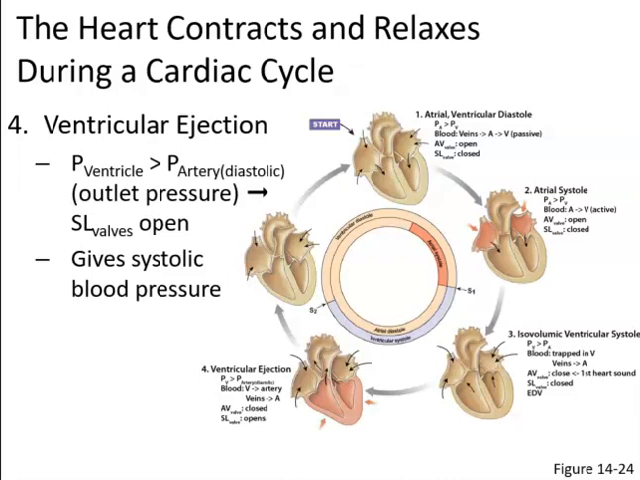About 70 to 80% of blood at this point is ejected. And while blood is being ejected from the ventricles, we know that the atrioventricular valves are closed, so there's no regurgitation of blood back into the atria. So this phase of the cardiac cycle is what gives the systolic blood pressure. Again, that pressure forces blood from the ventricles either into the lungs on the right or to the aorta, to the rest of the body on the left.